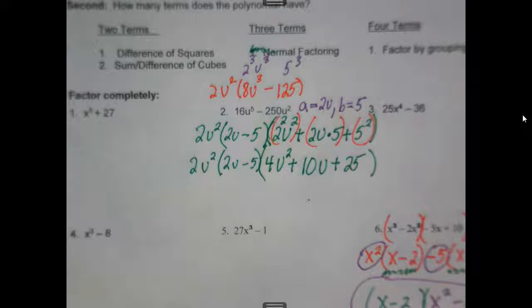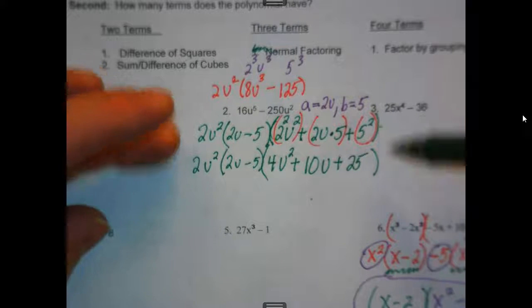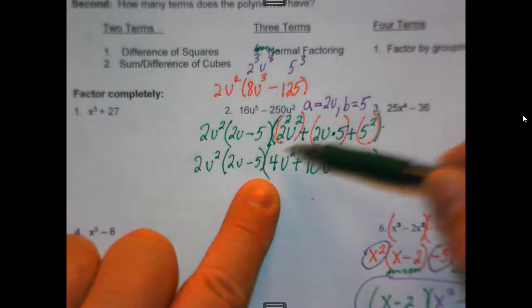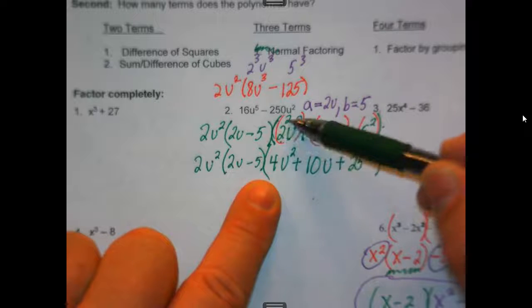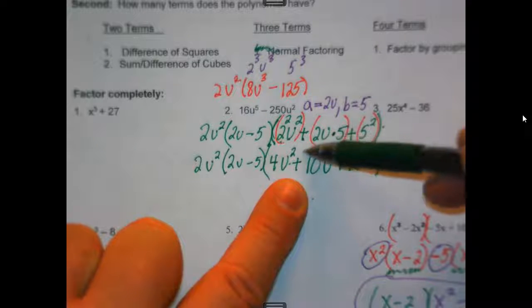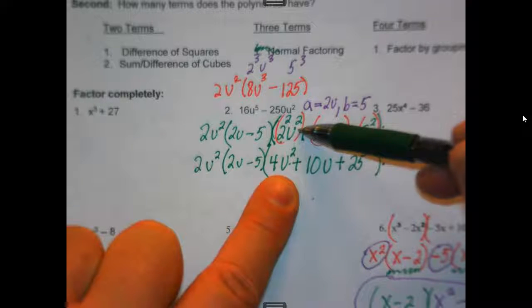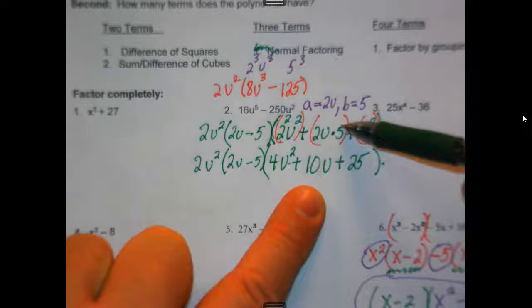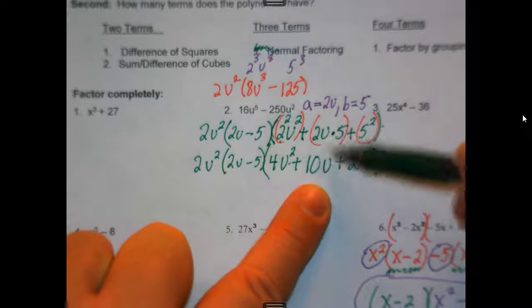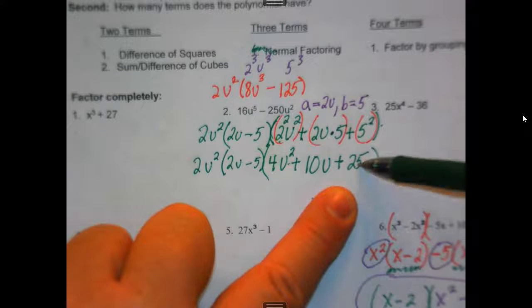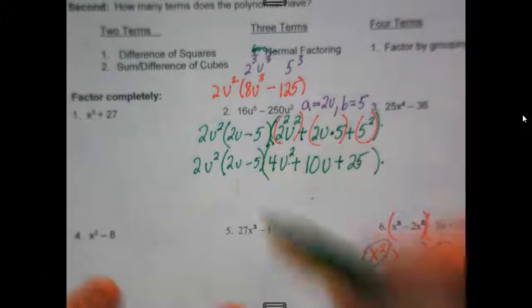Where did I lose you? From here to here? Well, this I just copied. There's nothing to do here. All I did was simplify this. 2 squared is 4u squared. Yep, that's the first term. The second term, I just take 2 times 5. That's all I can do. 10, and then the u comes down. Plus 5 squared, 25. That's as far as I can go.